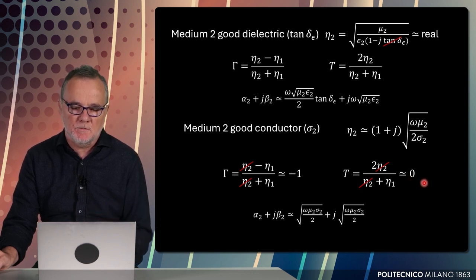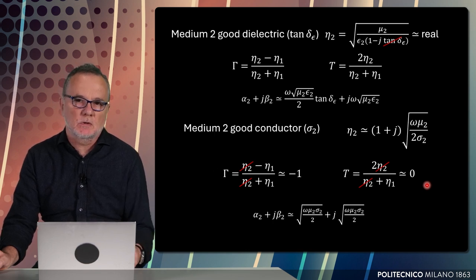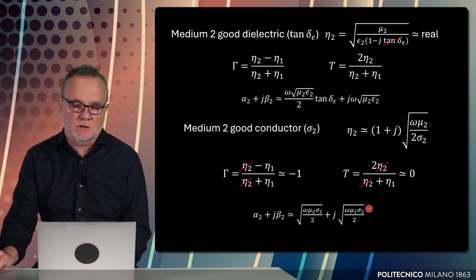For this case of good conductor, we also know that we have a closed form expression for the propagation constant in the conductor, and the attenuation constant in the conductor, as a function of the material parameters.